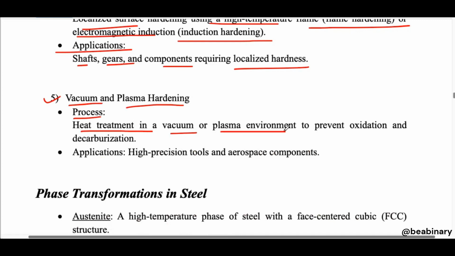You know what plasma is? Plasma is the fourth state. You know the three states: first is solid, second is liquid, and third one is gases. And fourth, after the gases, the phase that we get is known as plasma.